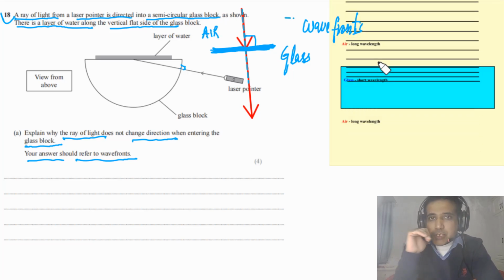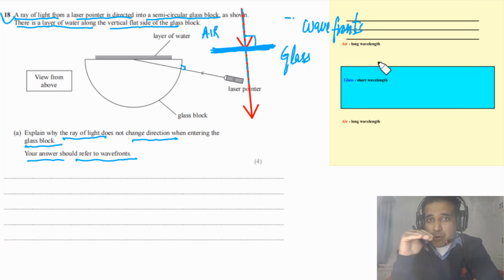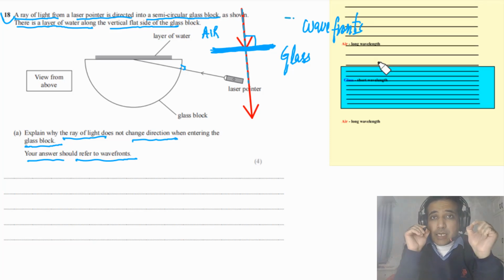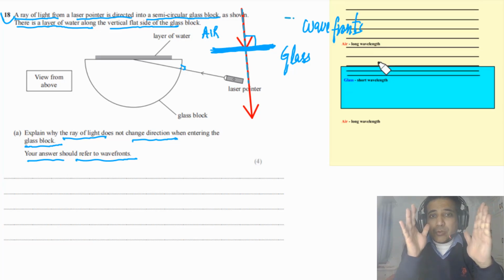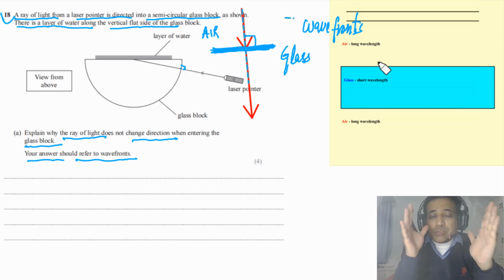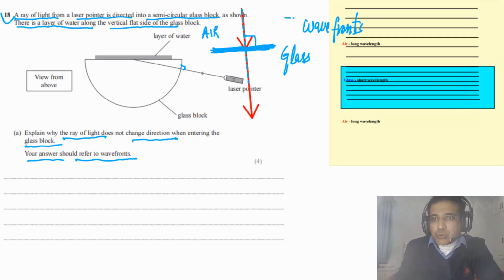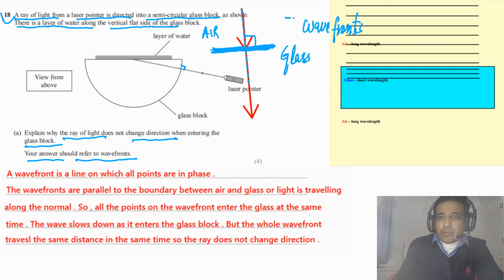The first point you need to say is that the wavefronts are parallel to the boundary between glass and air, and they enter the glass at the same time and they slow down all the points on the wavefront by the same amount, so there is no change in direction. That's all you need to say. Now let me show you the answer. So this is how you can write down your answer.